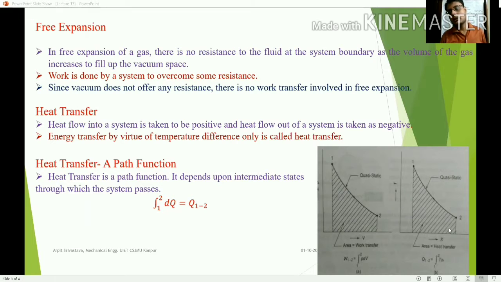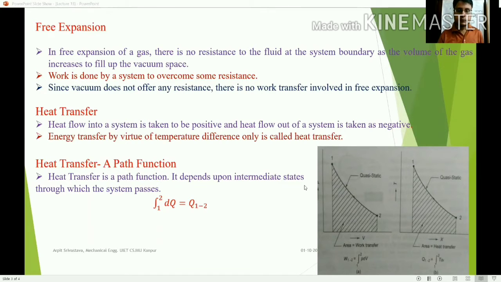If we plot this curve between T and S, here the x-axis is representing the parameter X, but this X is nothing but the entropy of the system. So if we calculate the area under the curve, we get the value of heat transfer. But the necessary condition is that this process must be happening in a very slow manner. That means this process must be a quasi-static process. Okay, so that's all about heat transfer.